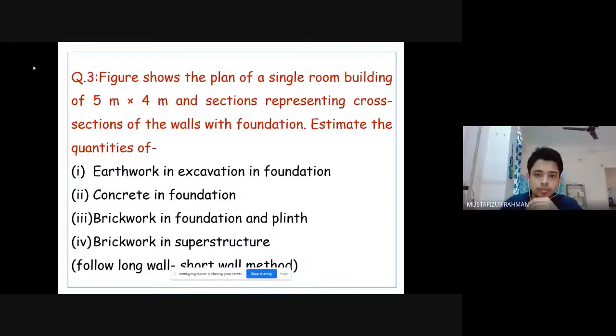Let's discuss one problem. So, third question. In this question, we are given a single room. The dimension of the inside of the room is given. Then we have to find out the earthwork in excavation of the foundation, concrete work in the foundation, brick work in the foundation, and in the superstructure. And we are asked to follow the long wall and short wall method.